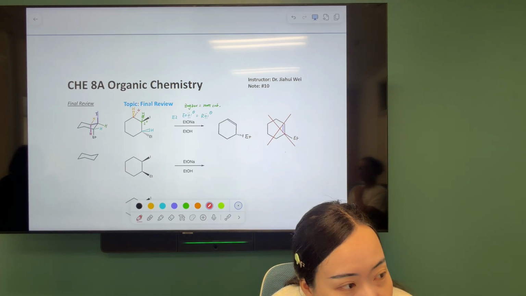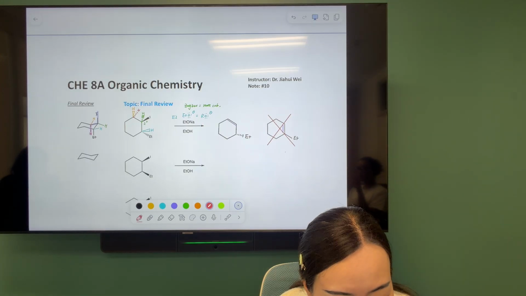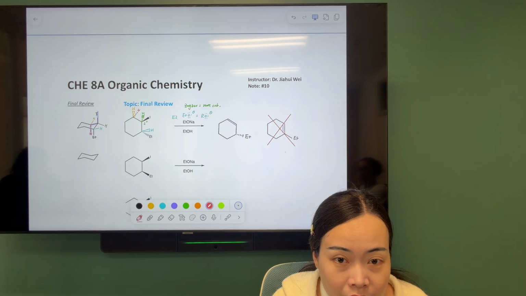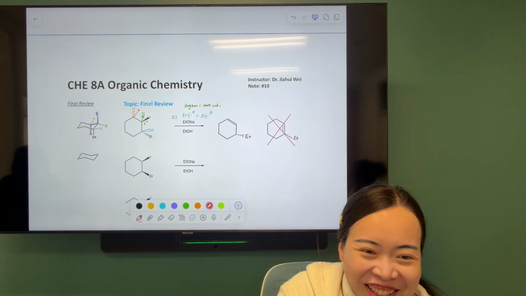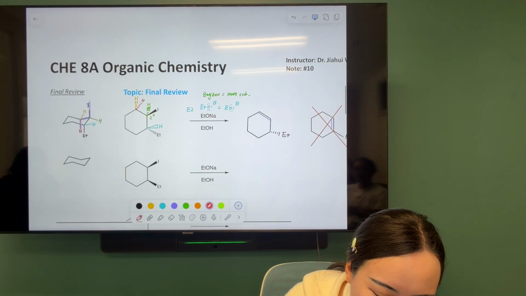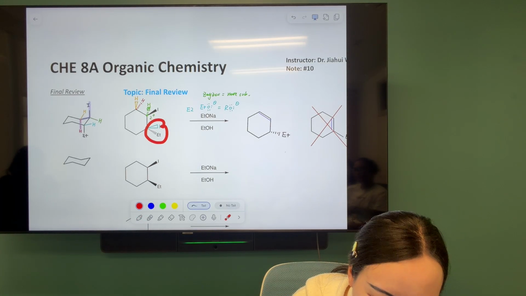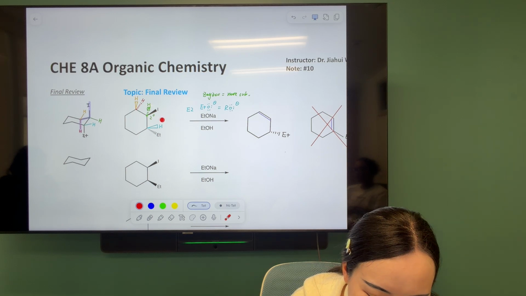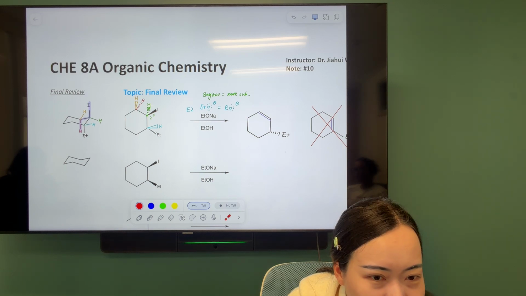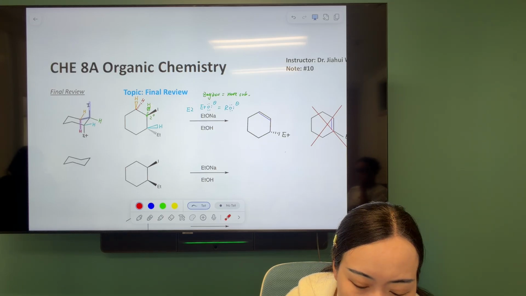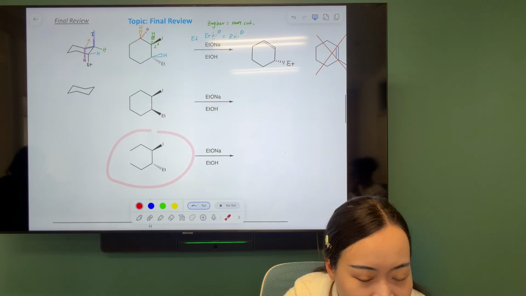I have a question. When you say the more substituted alkene, how does that come into play in this question? We have no choice yet. This is not anti-parallel, so we can't even choose. When you get the choice, you can choose the more substituted, but here we don't. So that rule comes in when you have a choice. Okay, you have one.